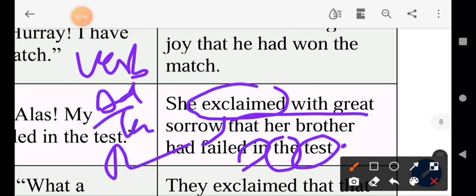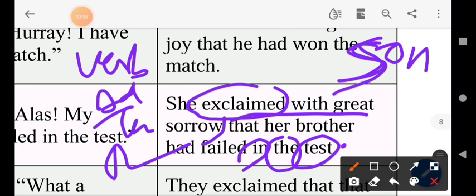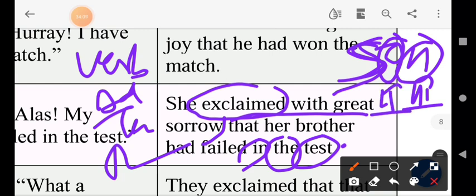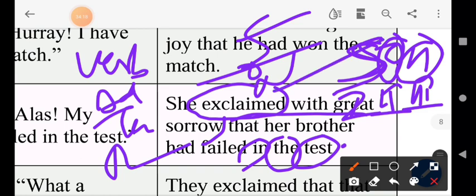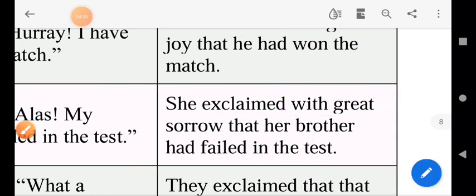Adverb of place, pronoun. Pronoun S-O-N, son. Son means subject. First person changes into the subject of the reporting verb. Second person changes into the object of the reporting verb. Third person, no change. Subject to subject, object to object, no change. That is, you should understand, my dear students.